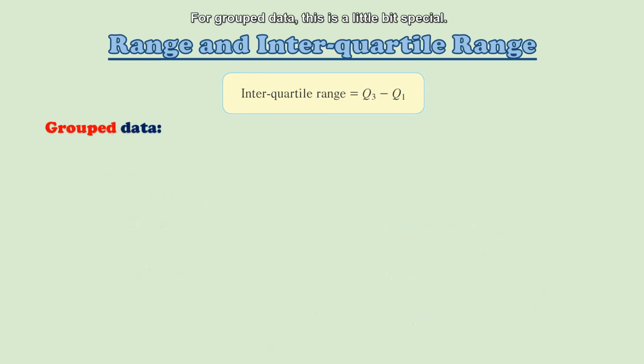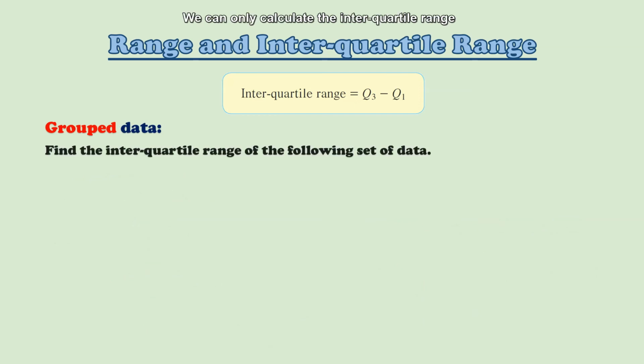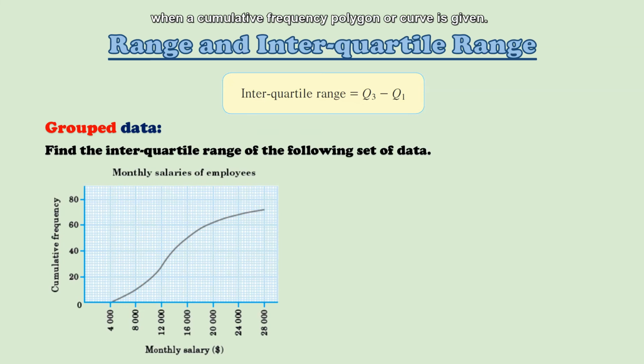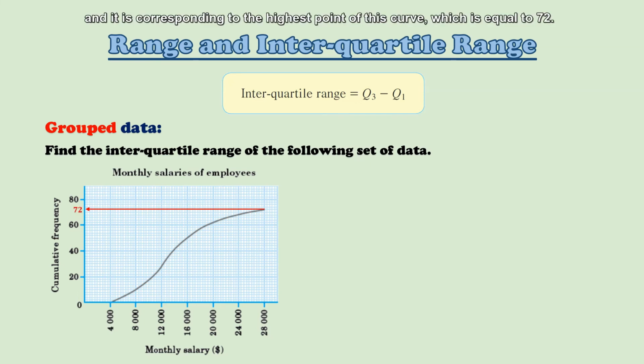For grouped data, this is a little bit special. We can only calculate the interquartile range when a cumulative frequency polygon or curve is given. From this cumulative frequency curve, in order to calculate the interquartile range, first of all we should locate the total frequency. And it is corresponding to the highest point of this curve, which is equal to 72.